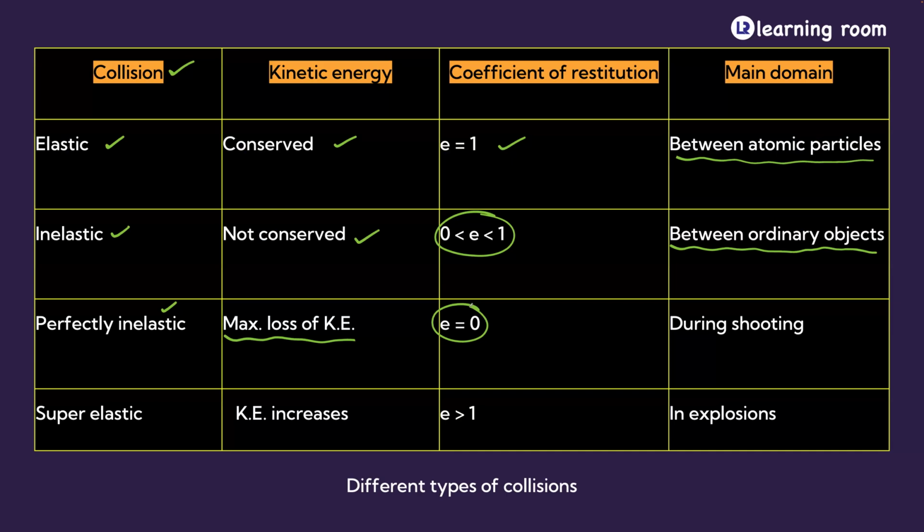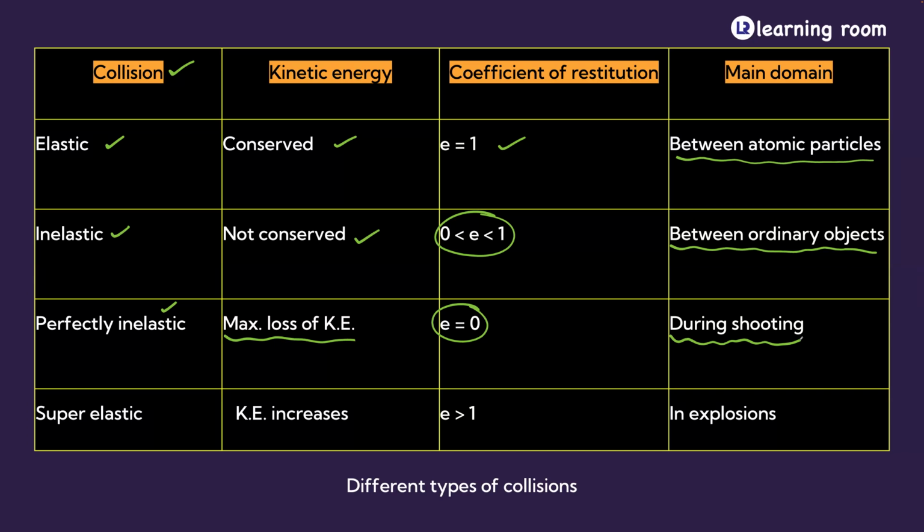And this is an example where you can say perfectly inelastic collision takes place: during shooting, in the sense when a bullet is entering an object. Let's say there is a wooden plank, and a bullet is entering the wooden plank. Then the plank and the bullet together will start traveling as one object. Unless the bullet comes out of the other side, let's assume that the bullet is stuck inside the plank itself. Then the plank and the bullet will start moving as a single object. That is an example of a perfectly inelastic collision.